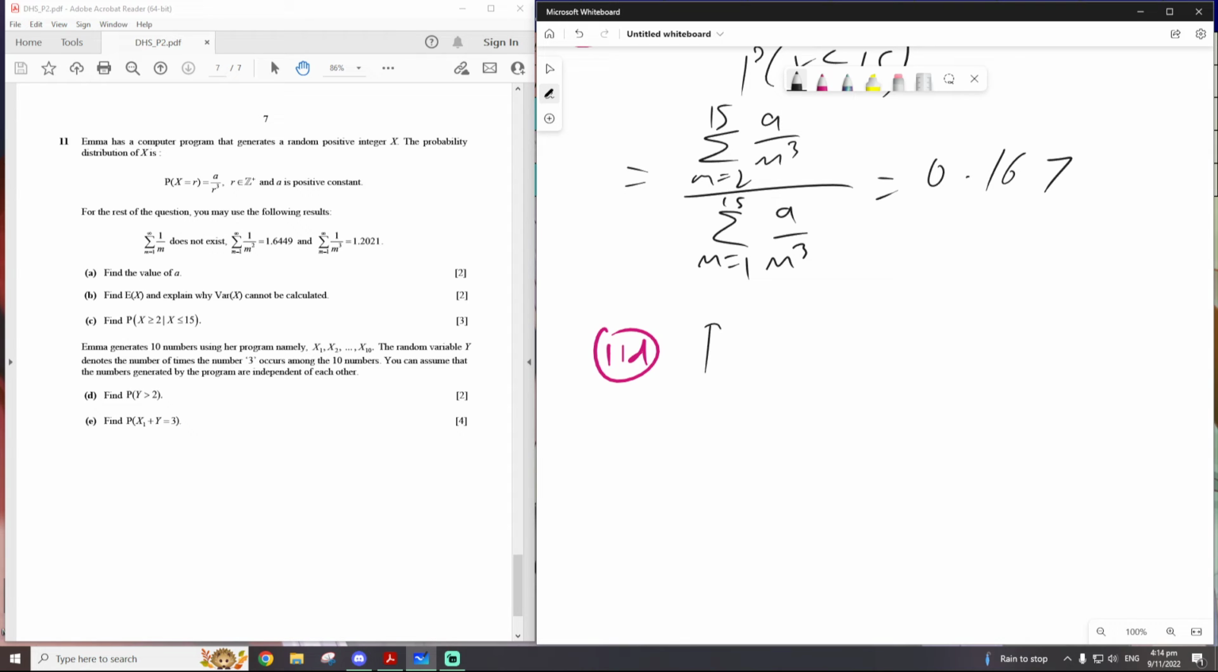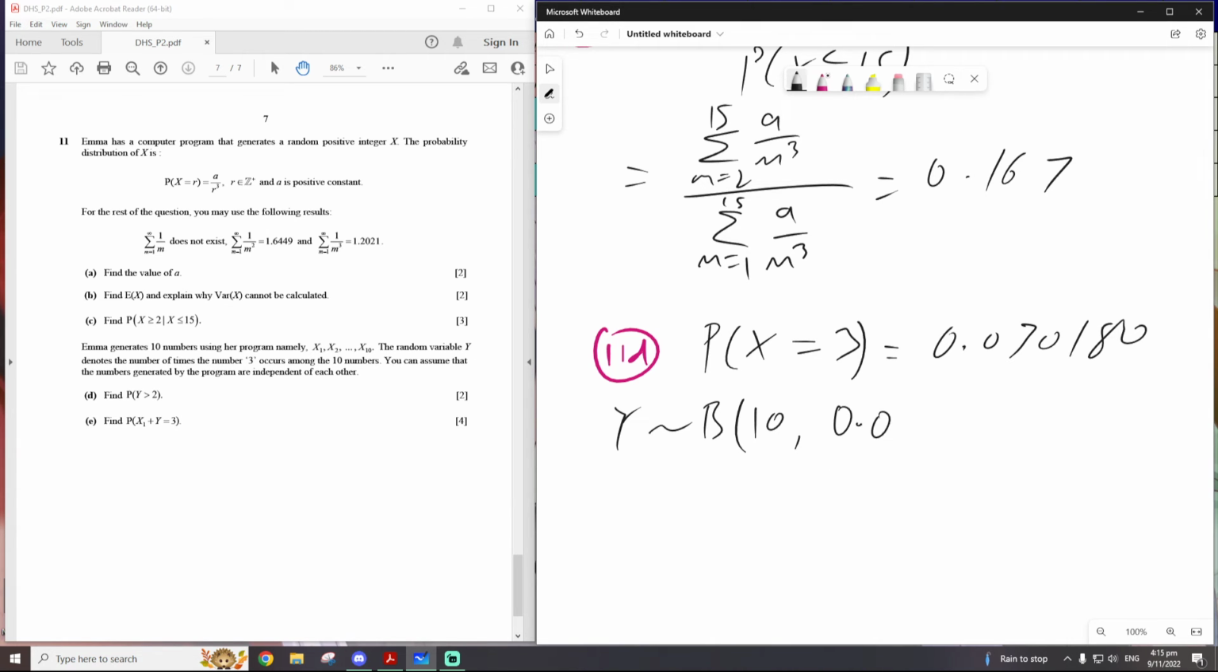So what is the probability that x is 3, first of all? Well, you can easily calculate it. It's 0.030180. Okay. So y is already defined, but we can see that y actually follows the binomial distribution because either a number is 3 or it's not, right? So we take n equals 10 and the probability of success is 0.030180.